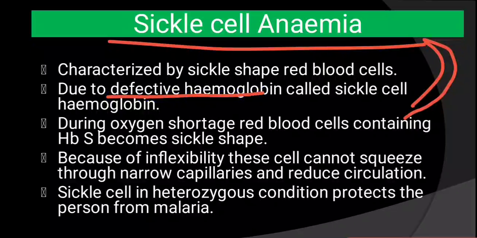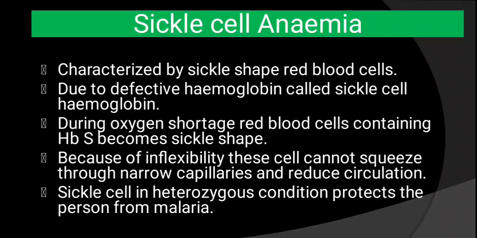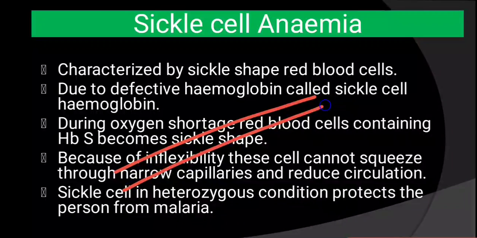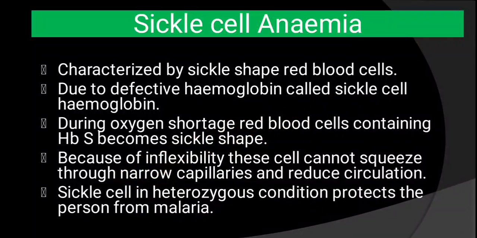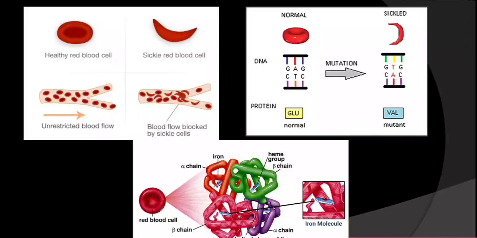Okay, when there is a shortage of oxygen, what will happen? These defective hemoglobin cells change their shape and become sickle shaped because their fibers get stiff, which leads to the change in shape. Okay, now what will happen then? When the shape changes, sickle shape red blood cells cannot pass through the narrow capillaries. They cannot pass through the narrow capillaries and they block the path.